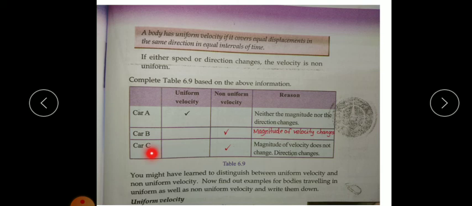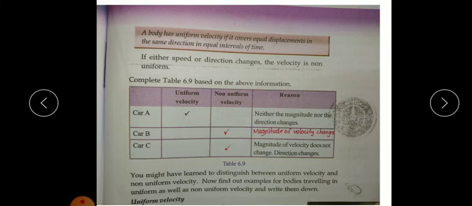Then what about car C? In the case of car C, it is non-uniform velocity because the magnitude of velocity does not change but the direction changes. So these are about non-uniform velocity. You have to find more examples of uniform velocity and non-uniform velocity.